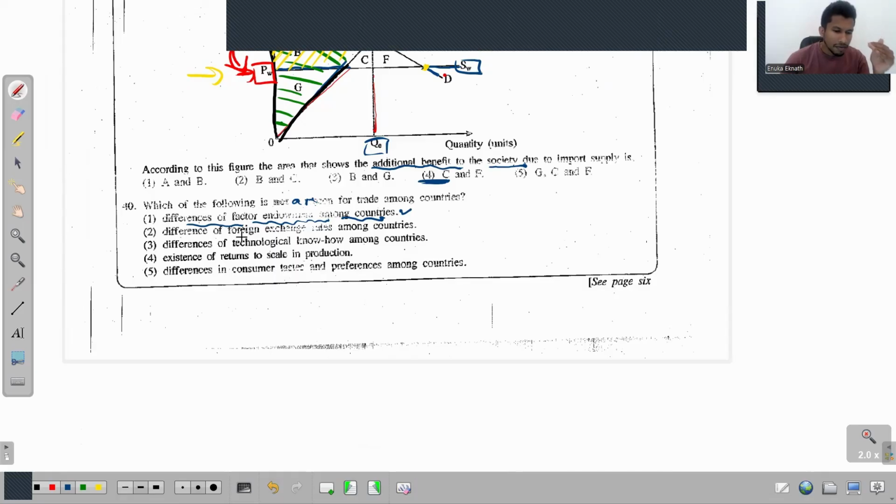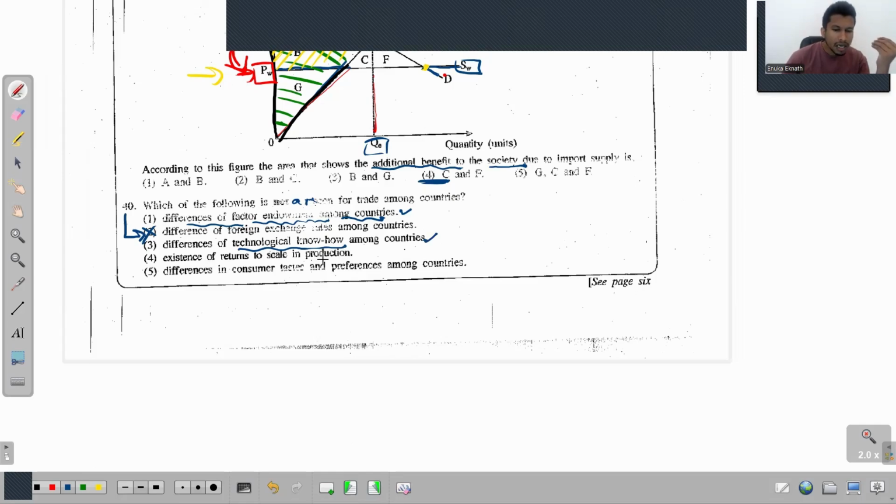Right. Second one, differences of foreign exchange rate among countries. Foreign exchange rate is not a source of comparative advantage or absolute advantage. So this is not a reason for having international trade. And the answer for this question 40 is the second one. The third one, differences of technological know-how. Again, a reason for having comparative advantage.